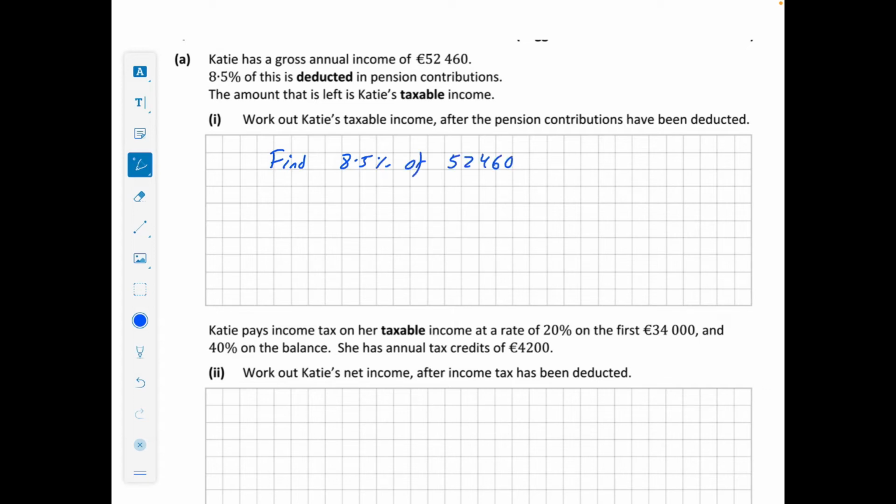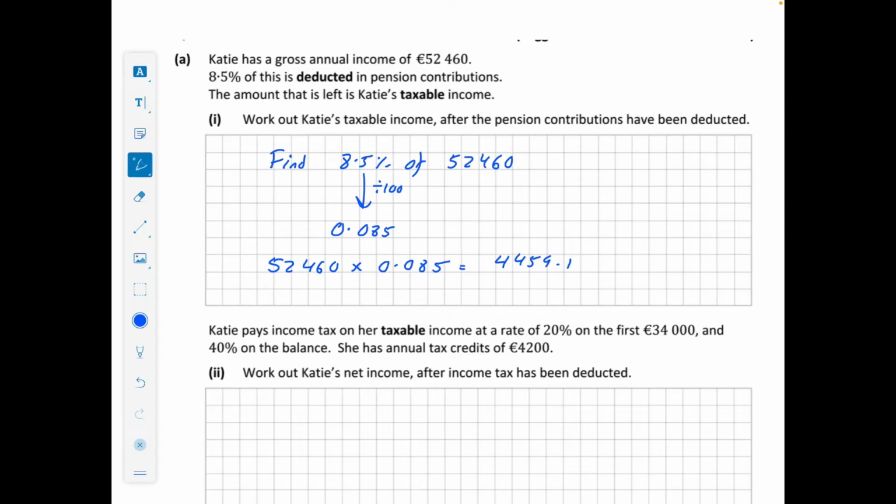8.5% of 52,460. Now, this is kind of a tricky percentage to find, so you get to know that 20% is 0.2, 40% is 0.4. For this one, we're just going to divide by 100 in our calculation to make sure we get it right. Okay, so I get out that's 0.085. So we're going to do 52,460 multiplied by 0.085. That gives me 4,459.1.